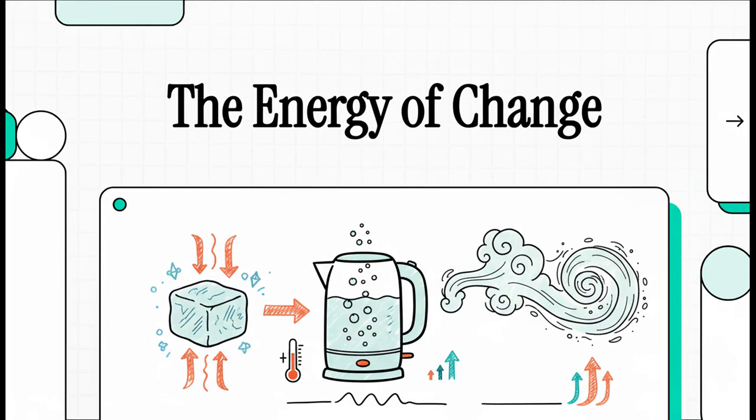Have you ever stopped to think about what's really happening when you boil a kettle? I mean, it seems so simple, right? But underneath the surface, there's this incredible story of energy unfolding at a molecular level. Today, we're going to go on that exact journey. We'll follow a single piece of ice as we pump it full of energy and watch it transform step by step all the way into superheated steam.